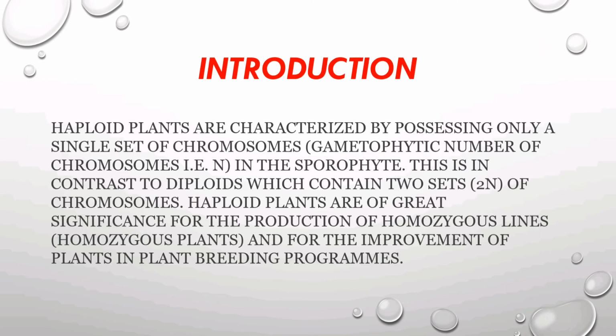Introduction. Haploid plants are characterized by possessing only a single set of chromosomes, the gametophytic number of chromosomes, that is N, in the sporophyte. This is in contrast to diploids, which contain two sets, that is 2N, of chromosomes. Haploid plants are of great significance for the production of homozygous lines, homozygous plants.